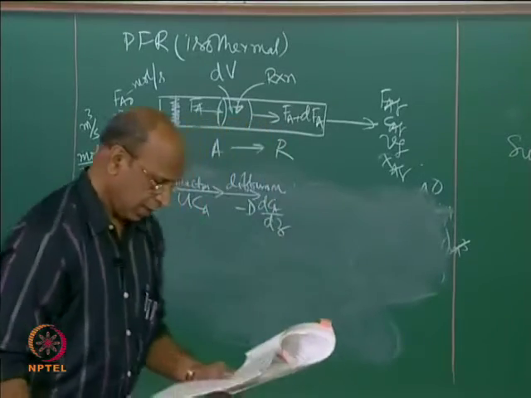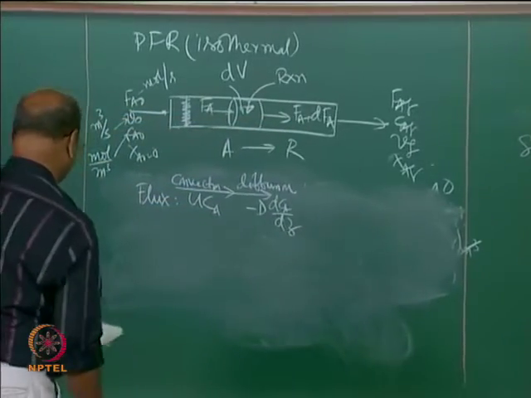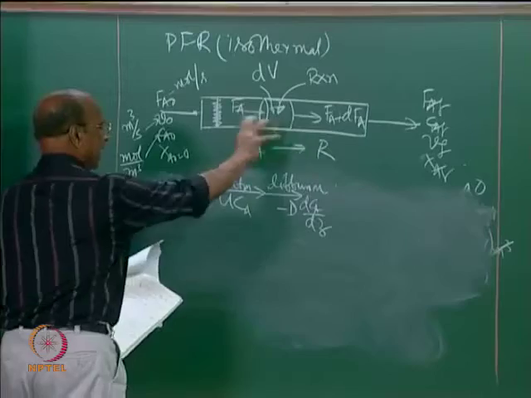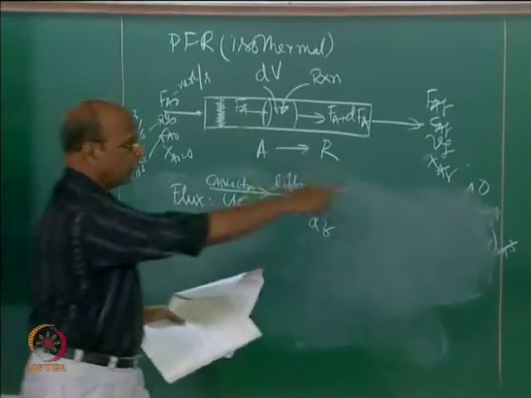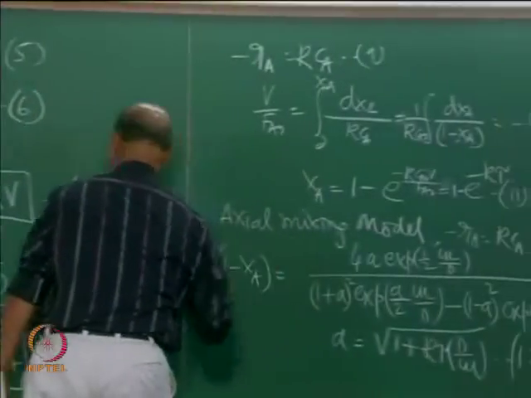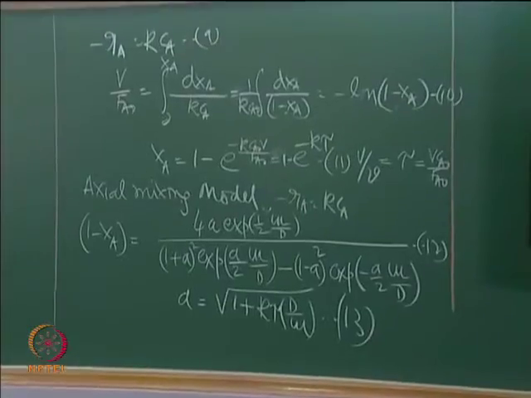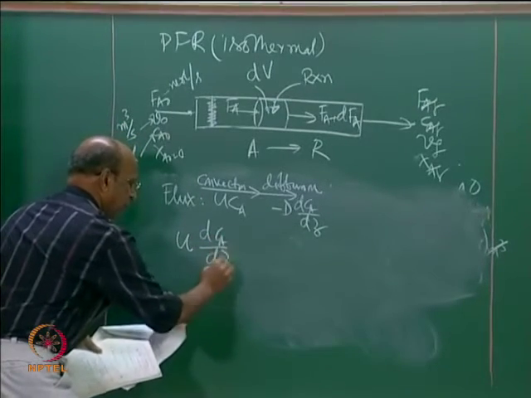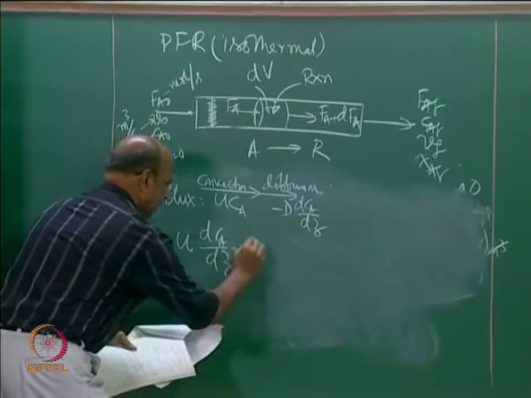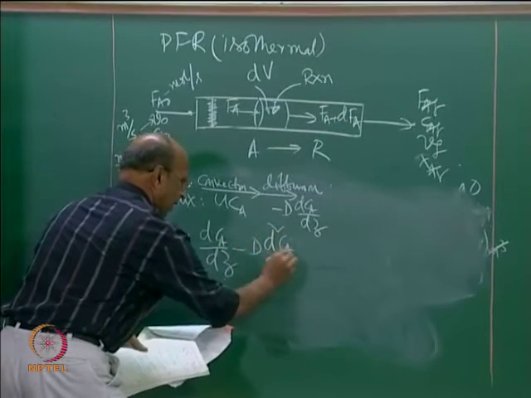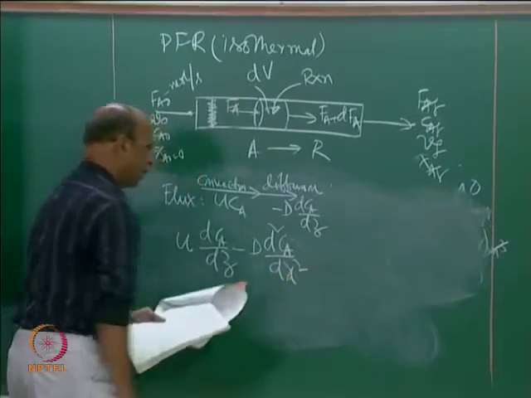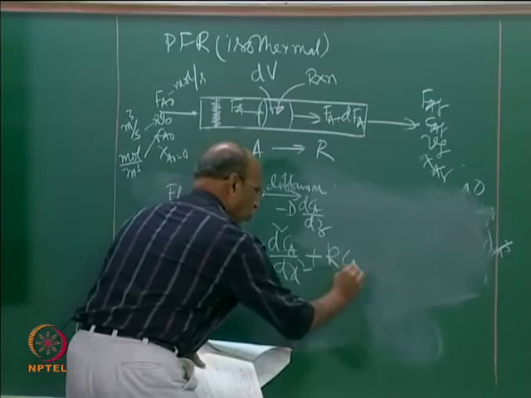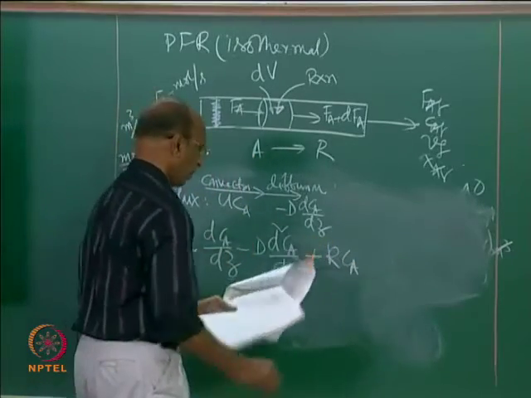by taking this reaction and diffusion together, you get this kind of equation: U dCA by dZ, this is the convective term, minus D d square CA by dx square, plus K into CA if it is a first order reaction, equal to 0.